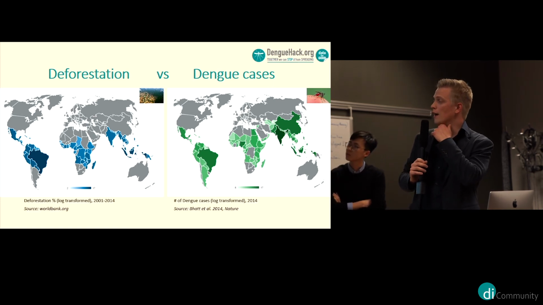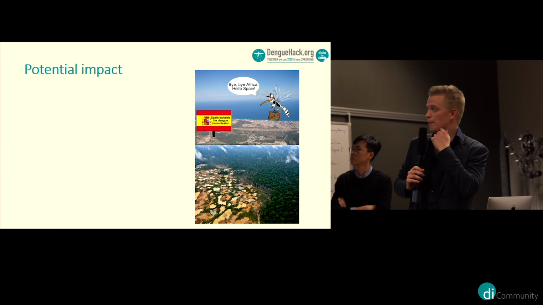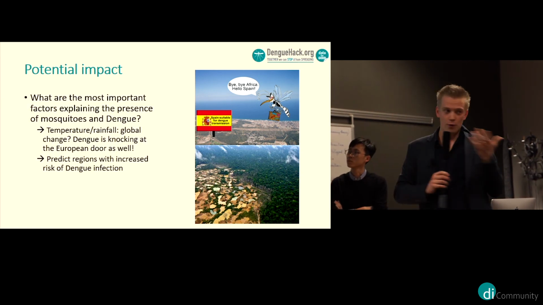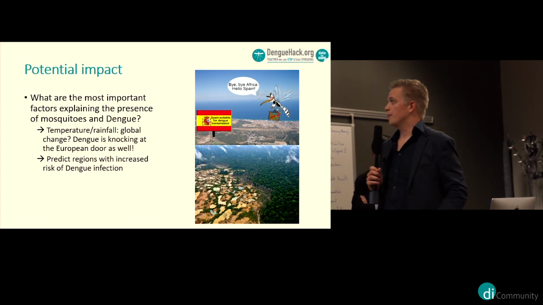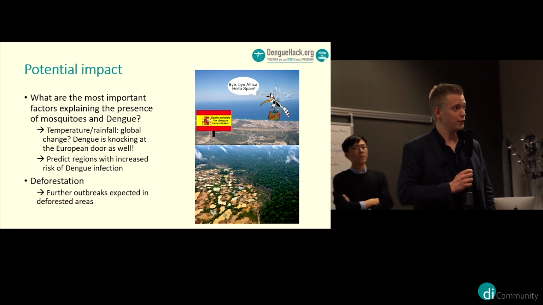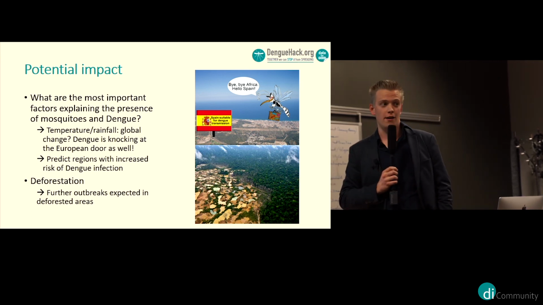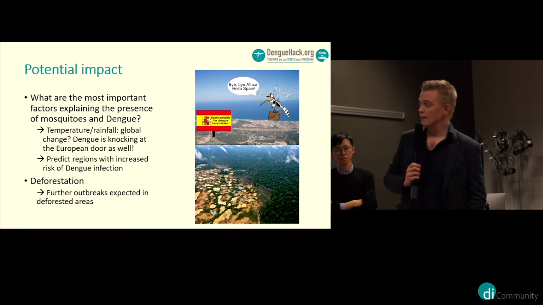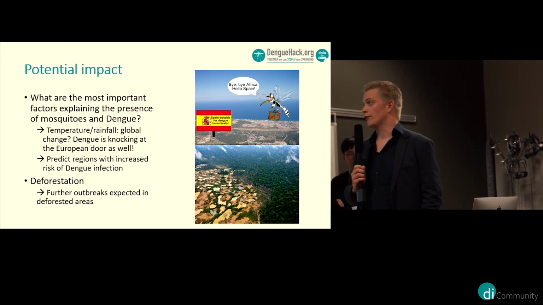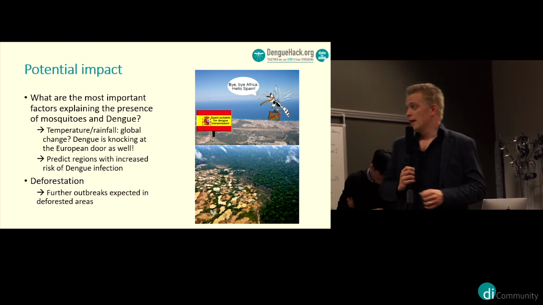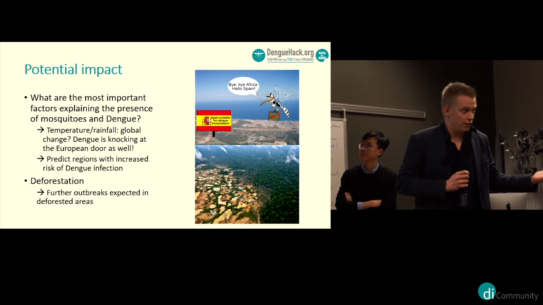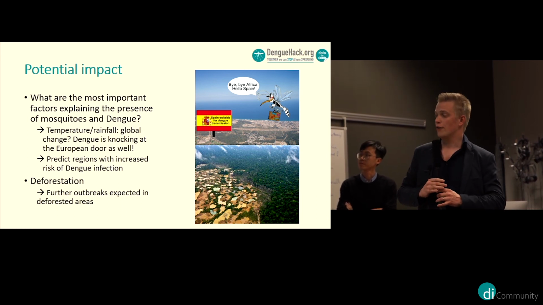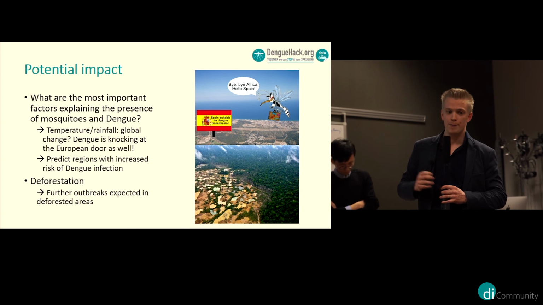Then lastly, to sum up, what is the potential impact of what we did? The most important variables explaining mosquitoes and dengue, we see that temperature is a major driver behind it. With global change in our minds, dengue is knocking at the door of Europe as well. And we also may be able to predict regions with an increased risk of infection. Secondly, deforestation may be an additional reason for further outbreaks in deforested areas, as we showed earlier.